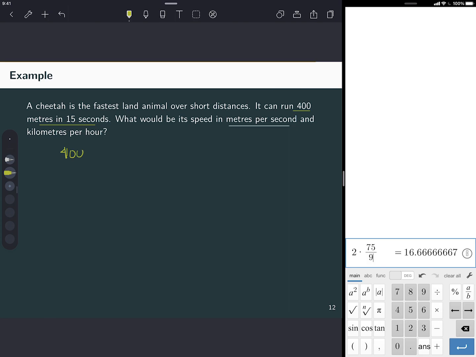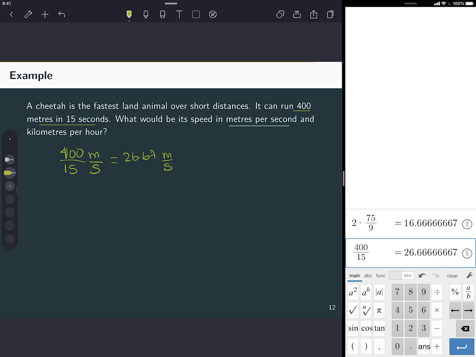So all I have to do is write 400 meters, and I'm going to write m for meters, over 15 seconds. I'm going to keep it like that for seconds. So I just have to find that fraction. If you do 400 divided by 15, it's 26.67. So I'm going to round to 2 decimals, 26.67 meters per second. So that's the answer for the first question. You divide 400 by 15 and find how many meters it traveled per second.